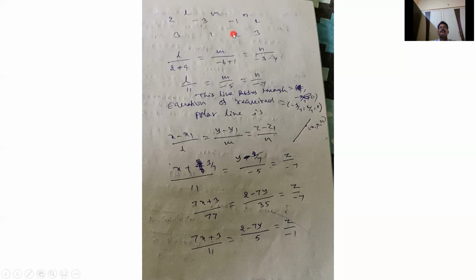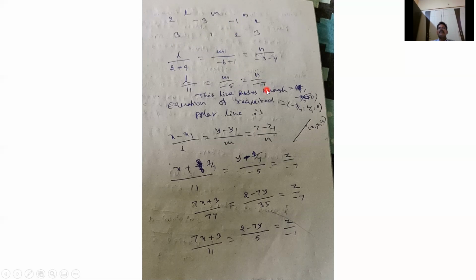So minus of minus 1. So finally we are getting, here 2 minus of minus 9, because minus 3 into 3 is minus 9. That's why 2 plus 9. So minus 6 plus 1, minus 7 minus 4. Finally we get l by 11, m by minus 5, n by minus 7.